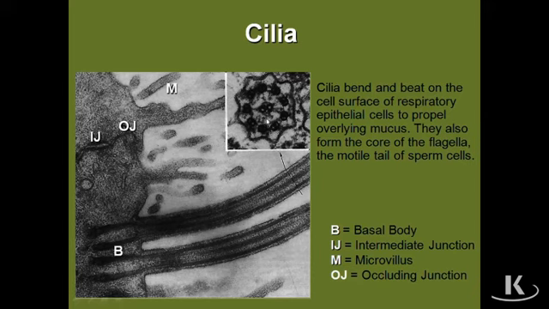Certainly when you cut them in cross-section, as in the insert at the top right of the micrograph, you can see the quite characteristic array of 9 peripheral pairs of microtubules surrounding a single central pair. And all cilia are anchored into what is called a basal body, labeled B here, in the apical cytoplasm. And just for reference, since this is an epithelium, we see between these adjacent columnar epithelial cells an occluding junction that represents an electron-dense line, and just below that, a junction that's called an intermediate junction here.